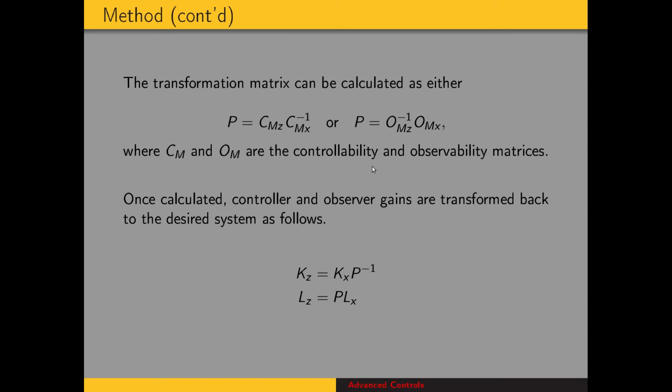Now I'll skip over the step here, but say we had calculated the gains for our compensator, our controller, or the observer, and we did that with the state space representation x. Now if we want to get those gains to use for our z bar state space representation, we could use the transformation matrix as shown here. So we get the state variable feedback gains K sub z by multiplying K sub x times the inverse of P. And for the observer of the state space representation using z bar, the gains L sub z would be P times L sub x.